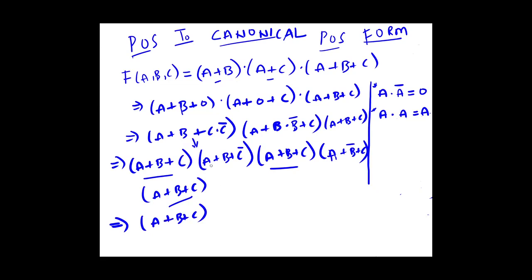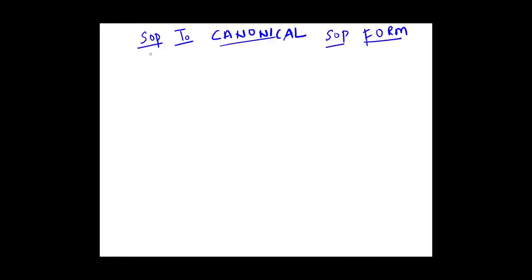So after that, next you have A plus B plus C bar. Is it repeated anywhere else? No. So you'll just write it A plus B plus C bar. Next, the leftover term is A plus B bar plus C. So this is the canonical POS form. In this session, we'll see how to convert SOP to canonical SOP form.